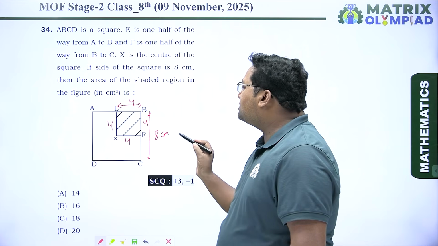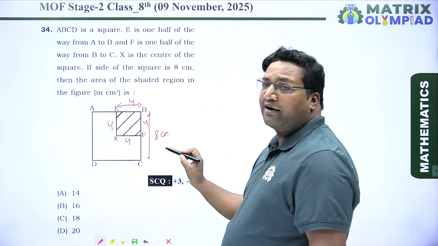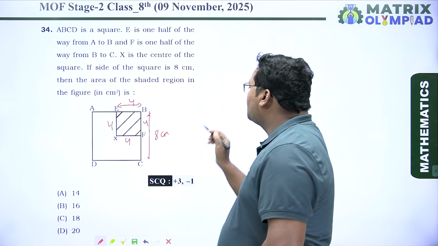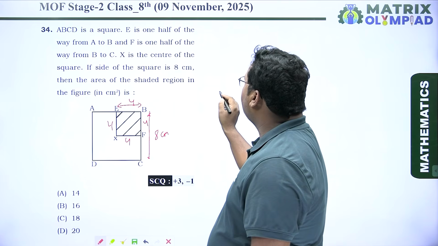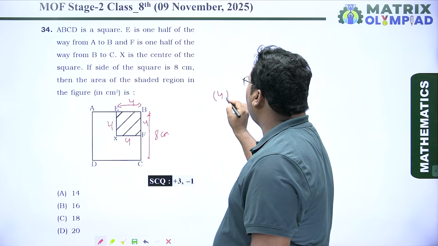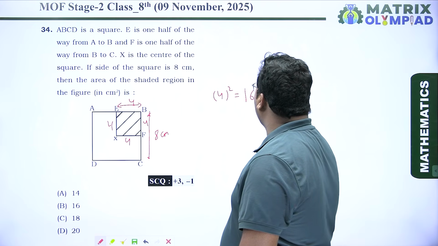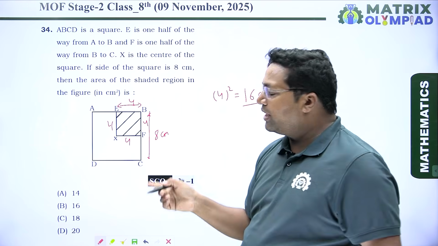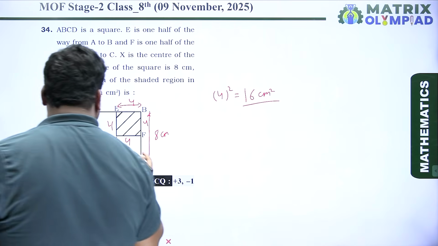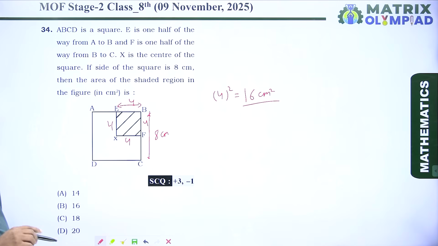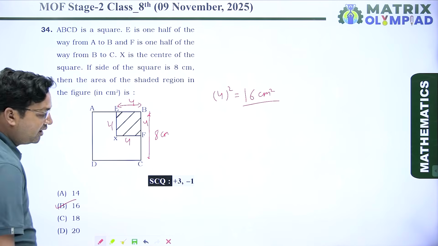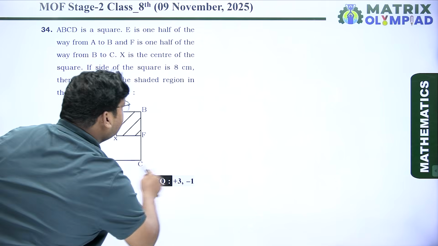So it means the area of shaded region is area of square. So here area of shaded region is side square, which is equal to 4 square, and the 4 square is 16 centimeter square. So the area of shaded region is 16 centimeter square, which is in option B. So option B is the right answer. Now coming to the next question.